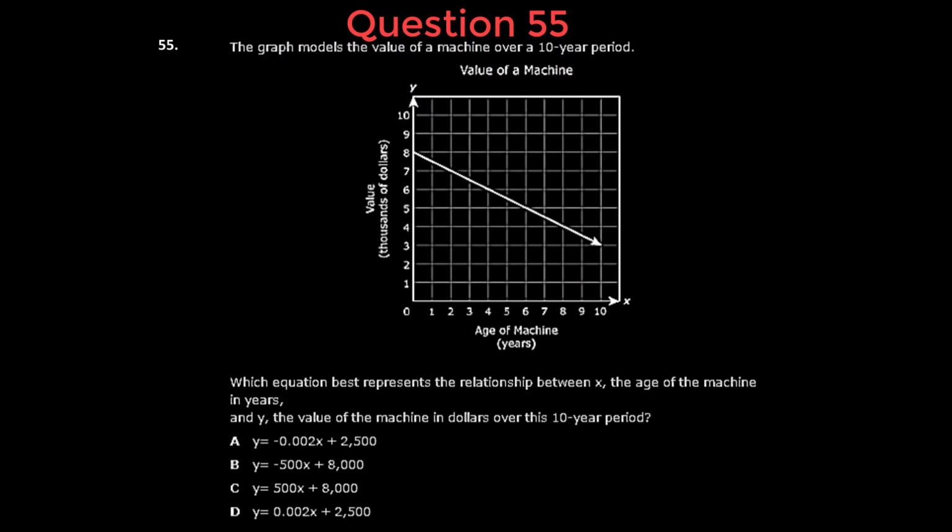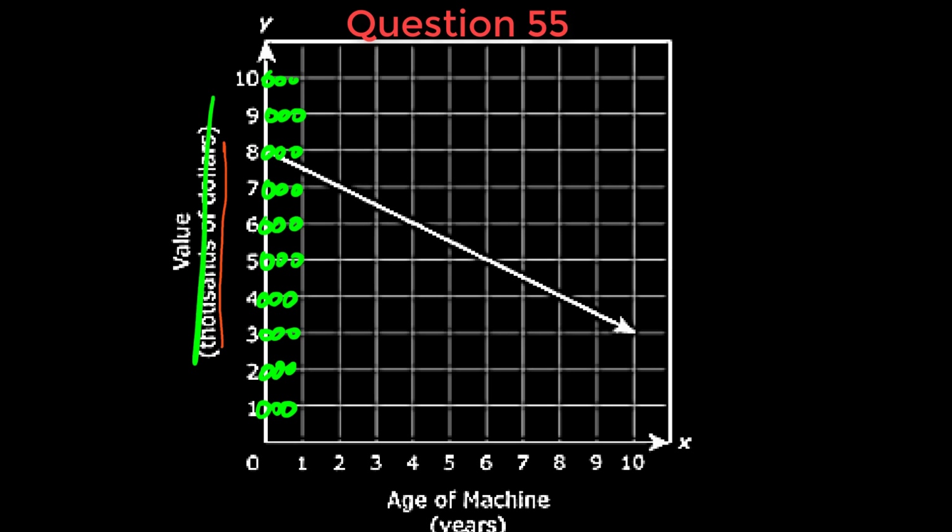On question 55, the line is going down, so we'll have a negative slope. And when I look at the y-intercept, it looks like it's an 8, but I need to be careful about thousands of dollars. So these y coordinates are real numbers from 1000 to 10,000. So my y-intercept is actually 8,000 in this question.